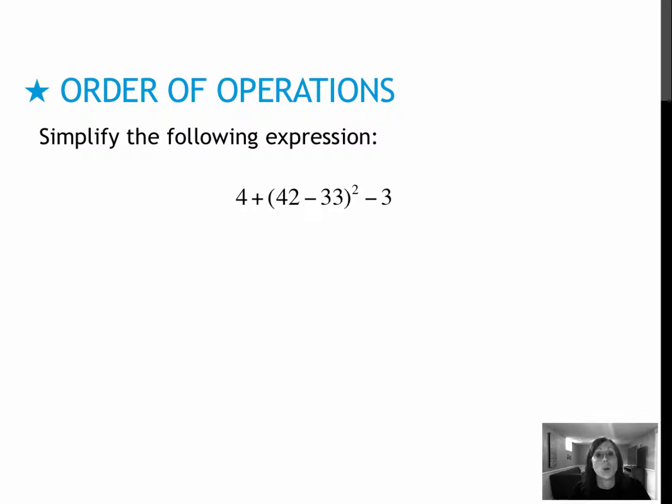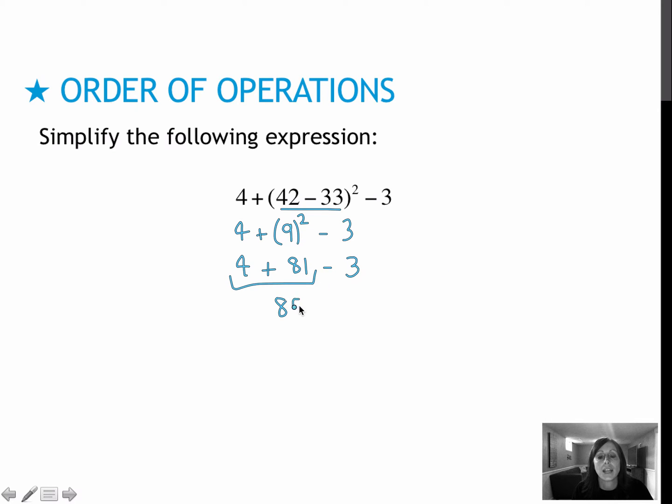Here's one for you to try on your own, and then press play to see how you did. On this question, the first thing I should do is the parentheses. So I'm going to evaluate 42 minus 33, which is 9. And that is parentheses. Now I have exponents, which is next. My exponent is 9 squared, or 81. Again, no multiplication or division, so I go straight to addition subtraction, left to right. I add those together to get 85, and 85 minus 3 is 82.